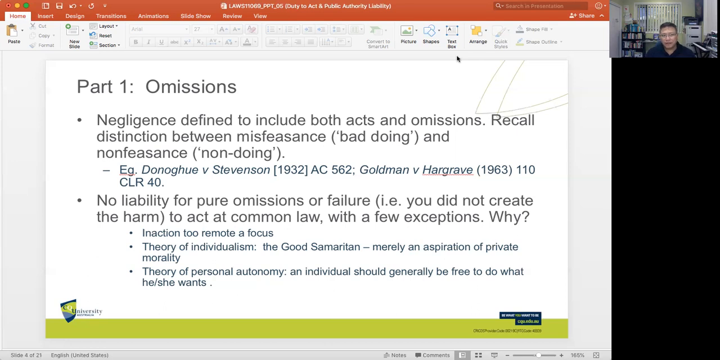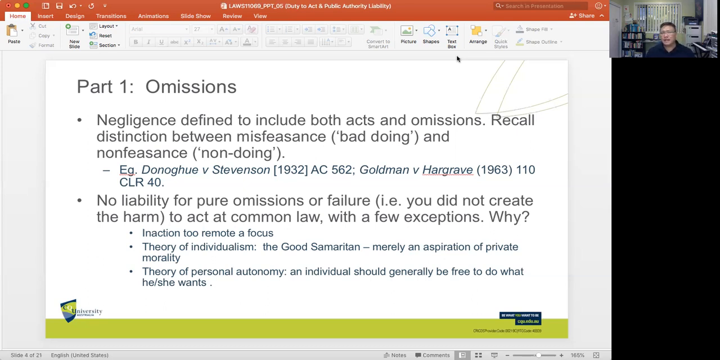There's also the issue about the theory of individualism, in the sense that even if you think that the actions of an individual should always be for the good, should always ensure that it doesn't harm others, there's also the element of individualism in the sense that that is an aspiration. We want to do good, but we can't always go out of our way to ensure that we do not commit harm, especially if we are not responsible for causing the harm in the first place.